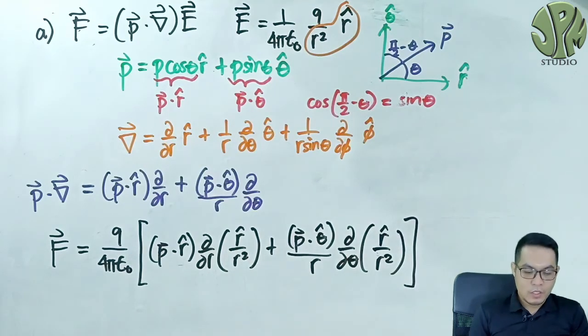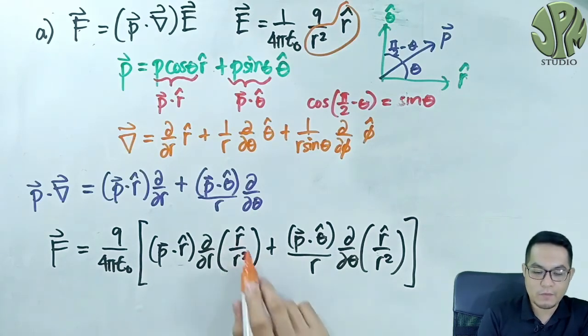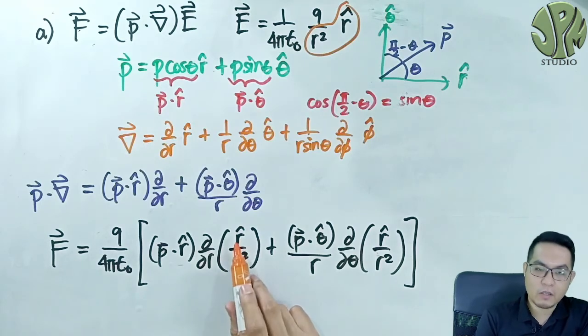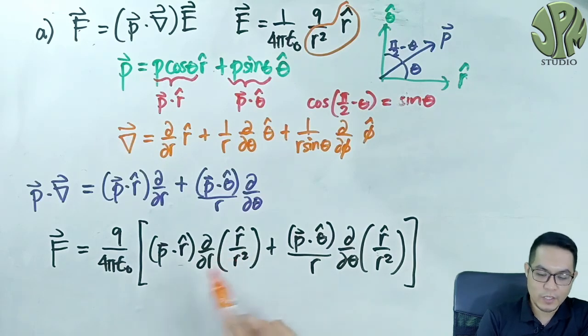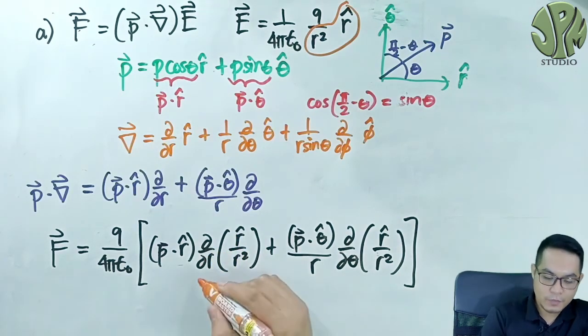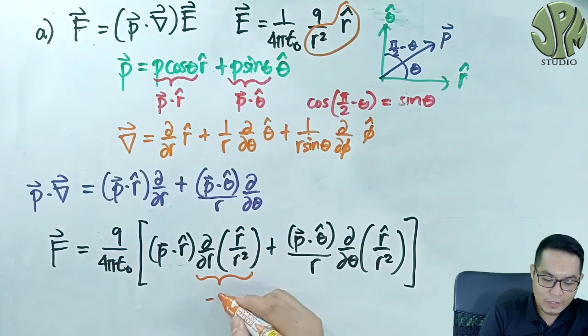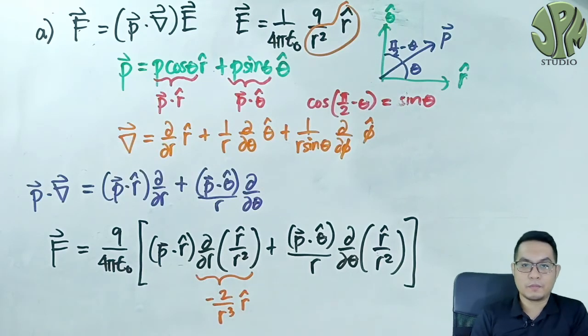Okay, so this is actually two terms, or two differentials, because this is a differential of a quotient, or you can think of it as a differential of a product, the product of 1 over r squared and r hat. But the derivative of r hat with respect to r is actually 0. So the only term that survives is the differential of 1 over r squared with respect to r, and this term will give you negative 2 over r cubed r hat.